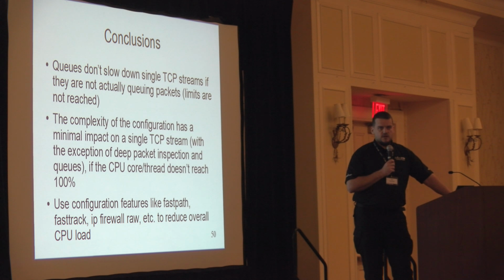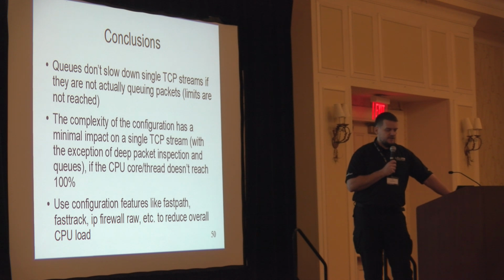So if the limits are not reached, you are fine. And if they are reached, they screw TCP twice as hard as they do with UDP. The complexity of the configuration has a minimal impact on the TCP stream, with an exception, of course, of deep packet inspection like layer 7 or content.